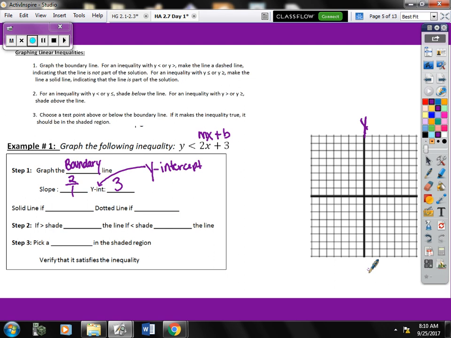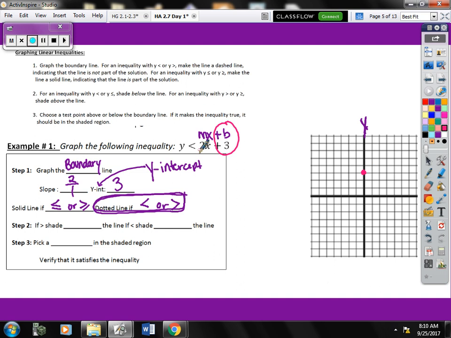Okay? And again, we'll choose a solid line if it would be less than or equal to or greater than or equal to. We'll choose a dotted line or a dashed line if it's just less than or greater than. And in this case, we can see that it is a less than. So I'm going to choose a dotted line when I graph this. So let's go ahead and graph it. Start at the y-intercept. The b value tells you where to begin. So we start on the y-axis at 3.